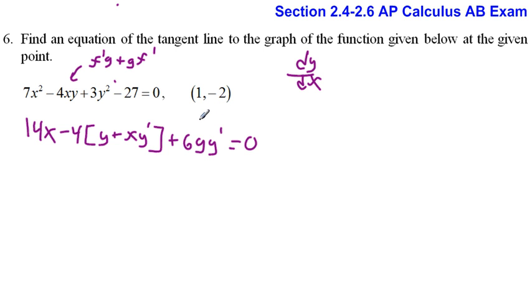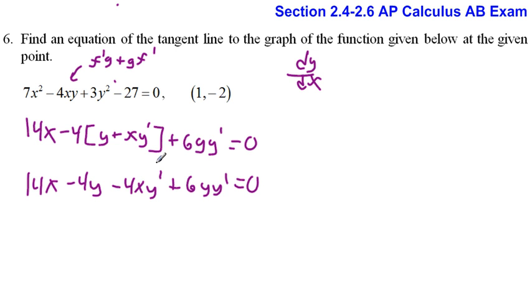So let's manipulate and try to get y prime by itself. I'm going to distribute right now. So 14x minus 4y minus 4xy prime plus 6y y prime equals 0. I'm going to move these two terms over here, and I'm going to factor out my common factor. So watch this. I'm going to factor out a y prime. And does it make sense why I'll have a negative 4x plus 6y? I just factor out a y prime, but then I'm going to move these two guys over here. So then we will have a 4y and then a minus 14x.